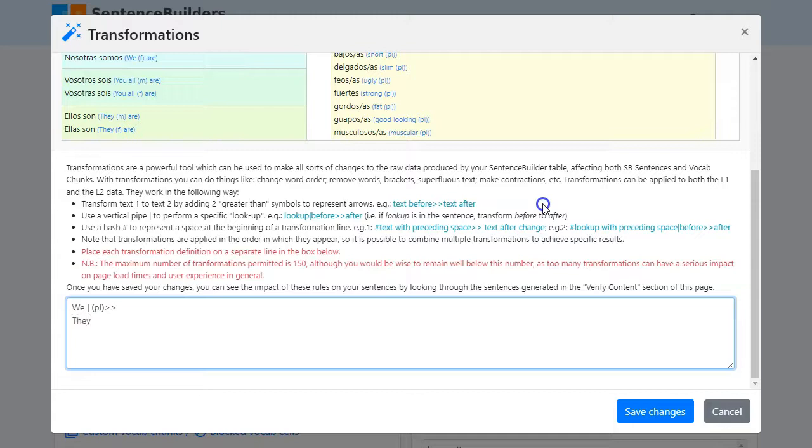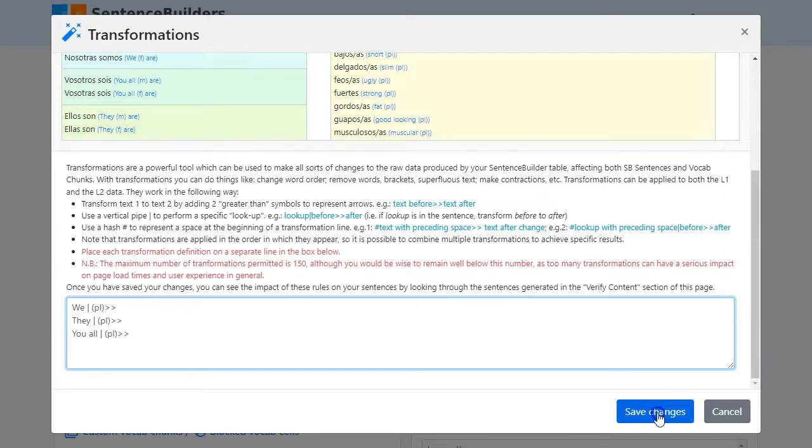We can say they. So remember that vertical pipe means that it's a lookup, and we're saying look up all sentences containing they and remove the PL. And we're going to do the same with you all. For all sentences containing you all, we're going to transform that space brackets PL to nothing.